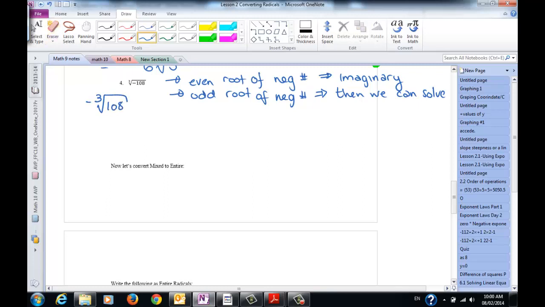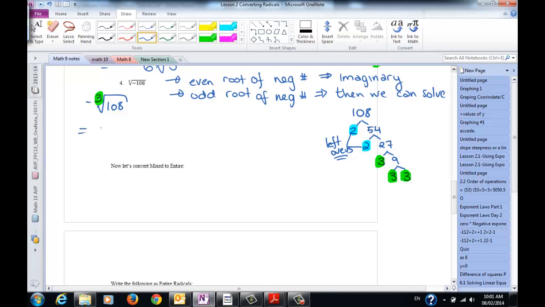Okay, so I just have to factor 108, and I can say 108 is divisible by 2, and that would be 54, and 54 is divisible by 2, and that would be 27, and 27 is divisible by 3, and 9, and 3, and 3. So it's a cubed root, so I'm looking for 3's. I've got a 3 multiplied by 3 multiplied by 3. And then I have 2 times 2. I don't have 3 of them, so these are going to be my leftovers.